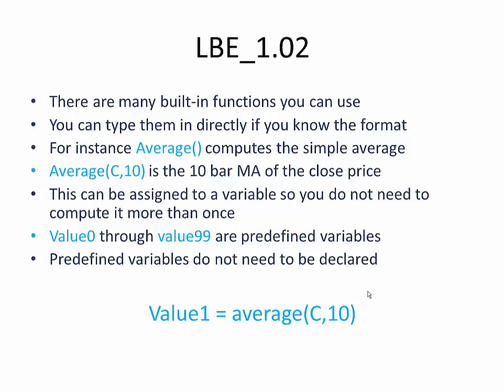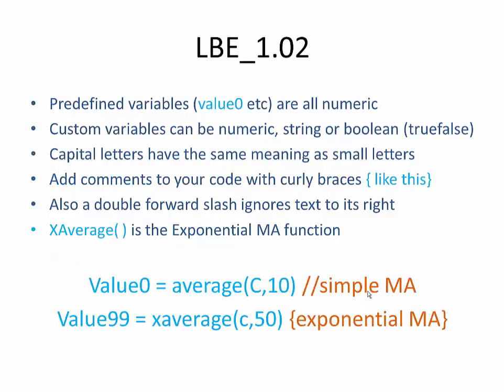They are identified as value 0 through value 99. Predefined variables do not need to be declared. Declaring a variable is only necessary for custom variables. Predefined variables are all numeric, whereas custom variables can be numeric, string, or even true-false, which is the same thing as Boolean. Capital letters have the same meaning as small letters.